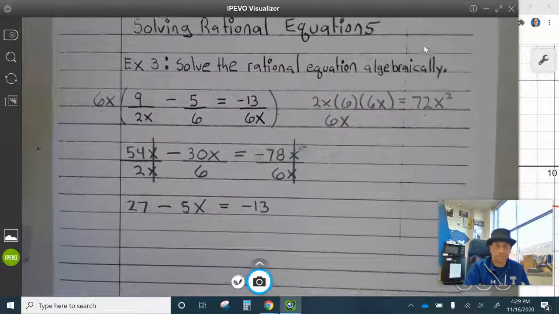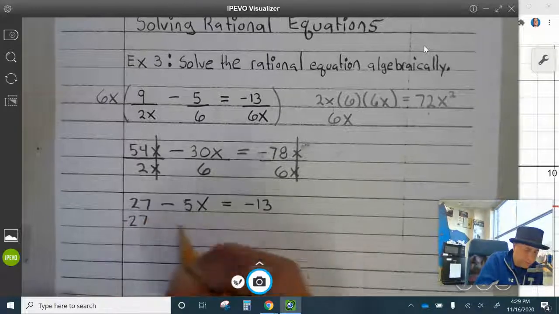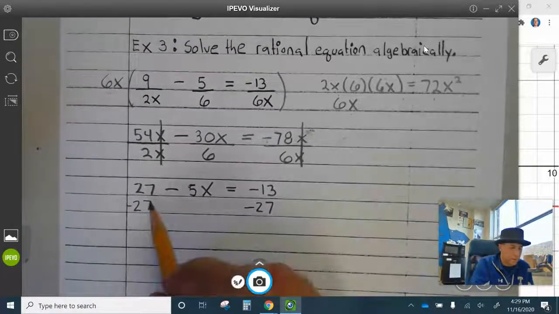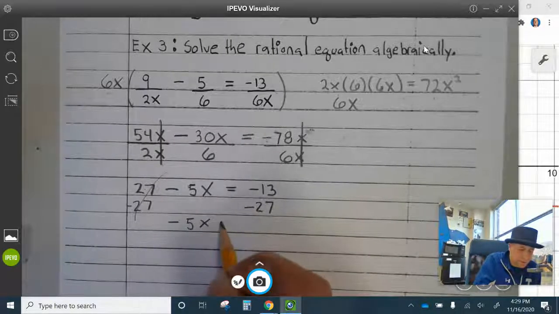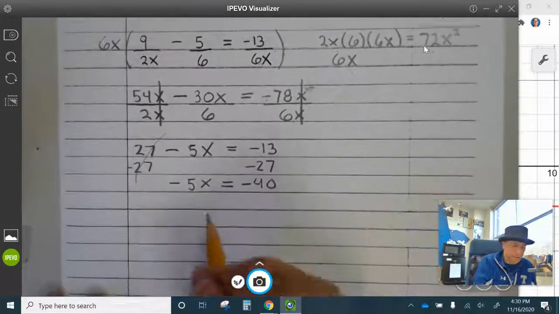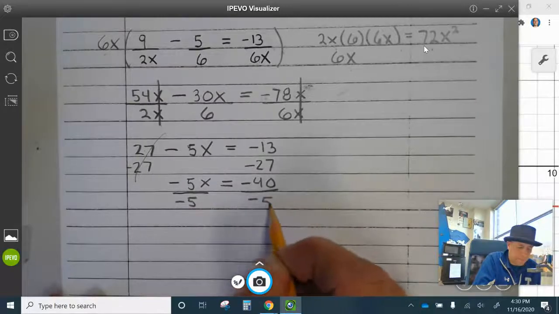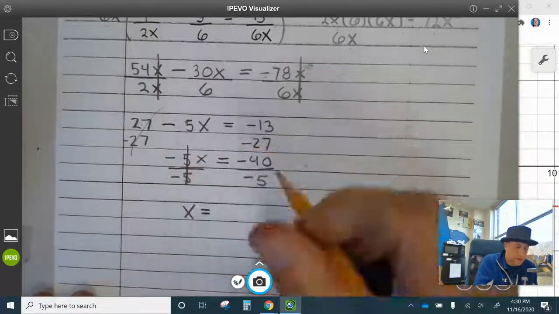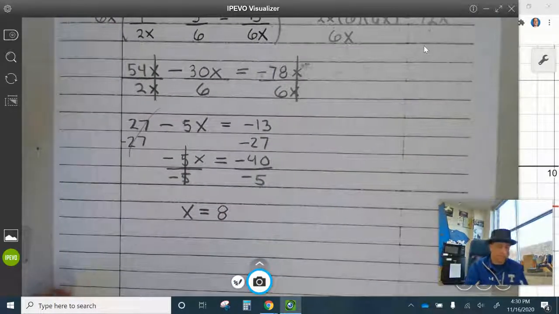Now our next step is we're going to subtract 27 from both sides. So that cancels. You're left with minus 5x equals negative 40. Divide both sides by negative 5. Negative 5 divided by negative 5 is 1, so you're left with x equals negative 40 divided by negative 5, which is a positive 8.